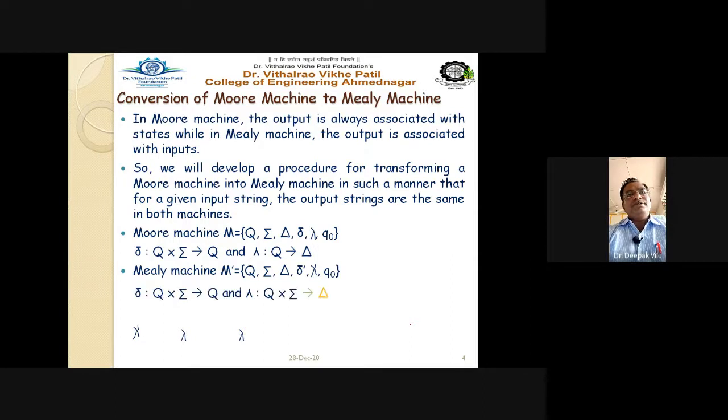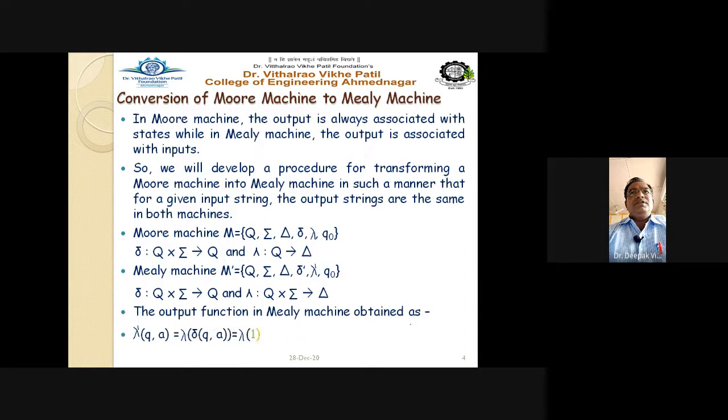So see the steps here. In the Moore machine, the output is always associated with the states. As you know, in the Moore machine, for example Q0 with output 1, the output is always associated with the states. But in the case of the Mealy machine, the output is associated with the inputs. Means in the Mealy machine, if I draw Q0 to Q1, this is your input and this is your output. So this output is associated with the input and the transition from Q0 to Q1. This is the case.